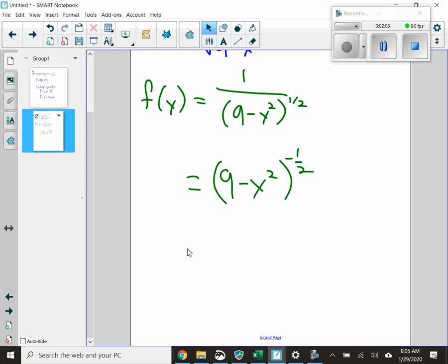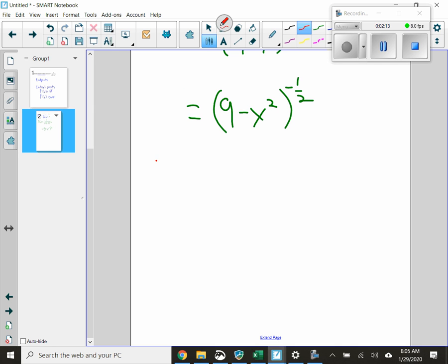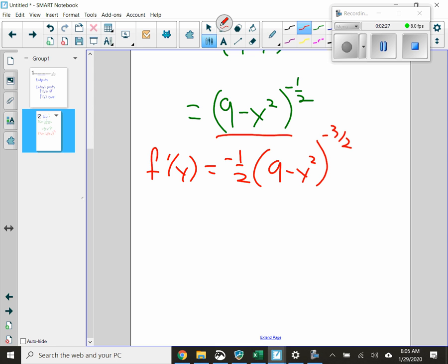So when I want to find f prime of x of this function, I'm just going to use the normal power rule and inside outside. So I have negative 1/2 times 9 minus x squared to the negative 3/2. That's the power rule on the outside. And then I have to do the derivative of the inside, which would be times negative 2x.